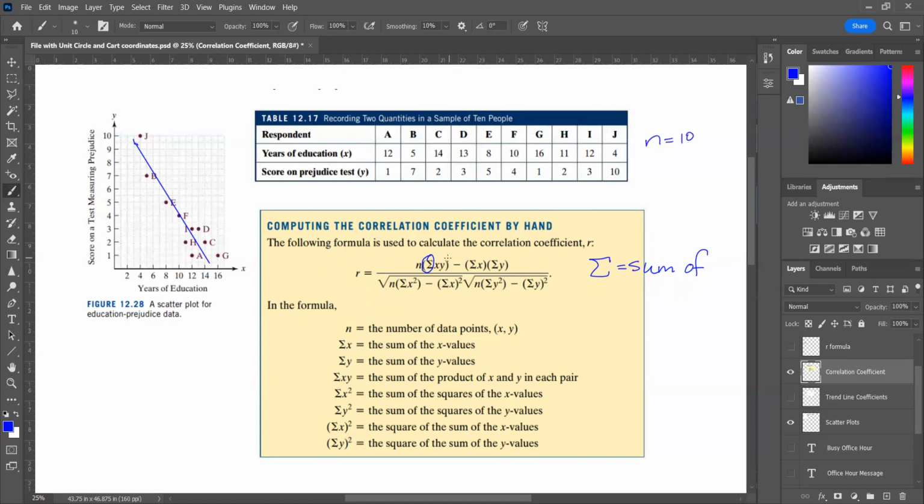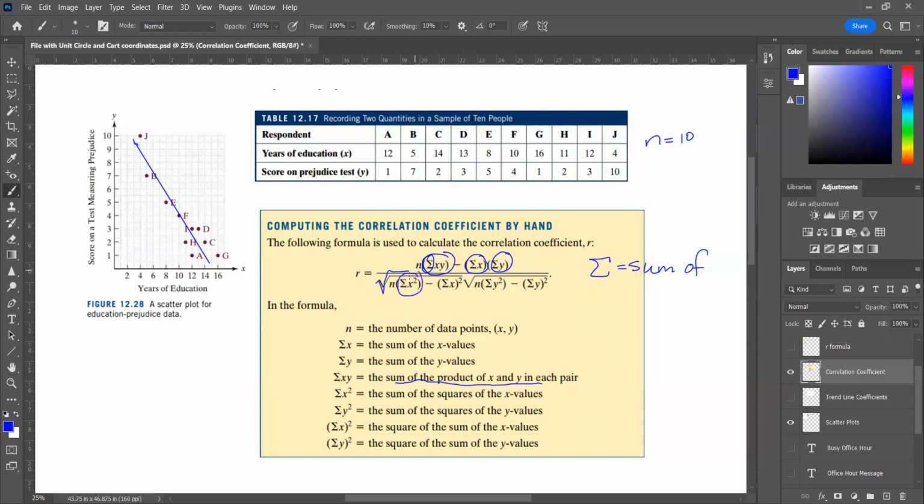And then notice what we're summing here is xy, which means the sum of the product of x and y. So you take the x value and multiply it by the y value. From that, we're going to subtract the sum of all the x values times the sum of all the y values. We're going to divide that by a square root. We're going to use a calculator, so no worries there.